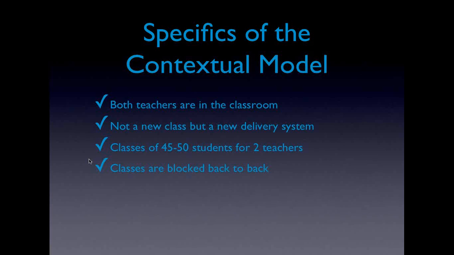So, specifics of the contextual model. Now this is our specifics of how we operate our program. So first of all, Tom talked about both teachers being in the classroom at the same time. The way that works in our schedule is that on the computer and on our paperwork, I am assigned a certain number of students for my first period class, and Tom is assigned a certain number of students for his first period class. Then we would switch places during second period. So I would get the kids that Tom had during first period, and Tom would get the kids that I have first period.